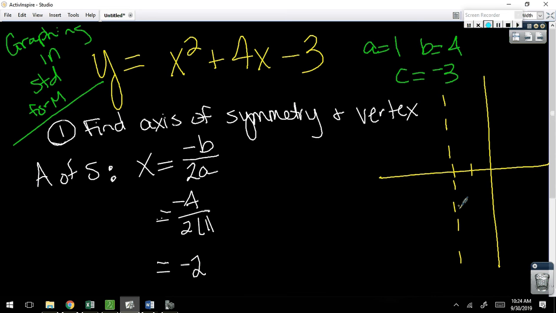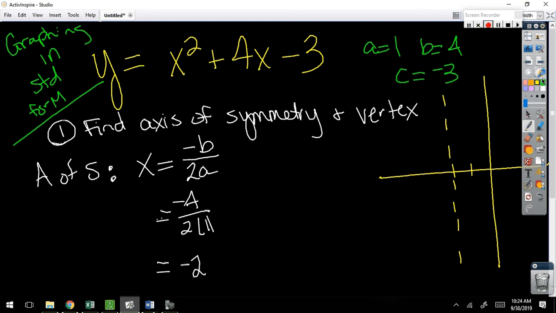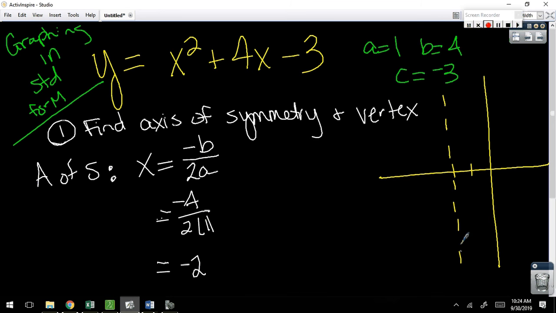Now, tell me this, and here's where you've got to think about it. Do you agree that somewhere on this line up and down lies my vertex? Yes. How could I tell where? This is x equals negative 2. You plug it in. Absolutely, because any point on that line has an x value of negative 2. I just need the y value. Well, my equation tells me what y equals at certain points, so plug it in and find out.